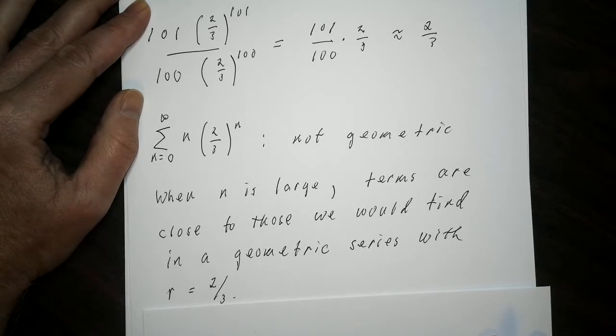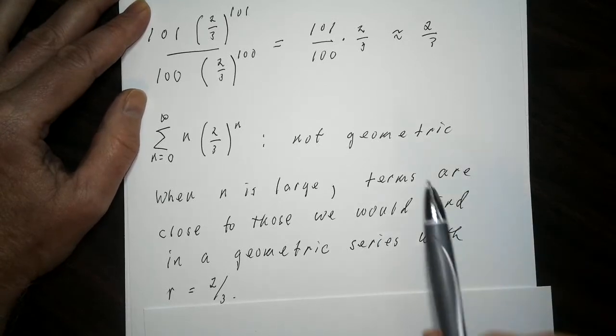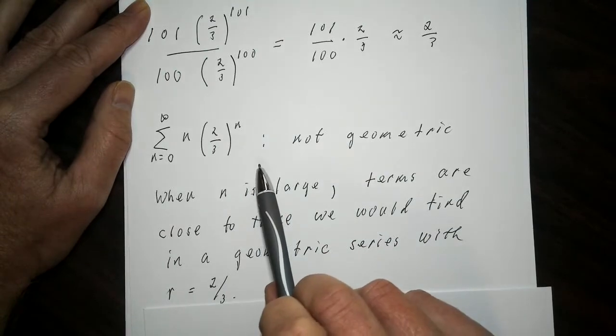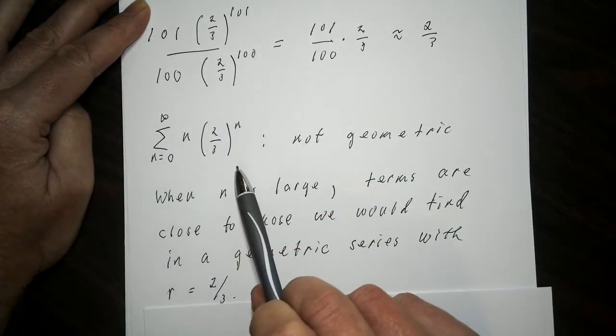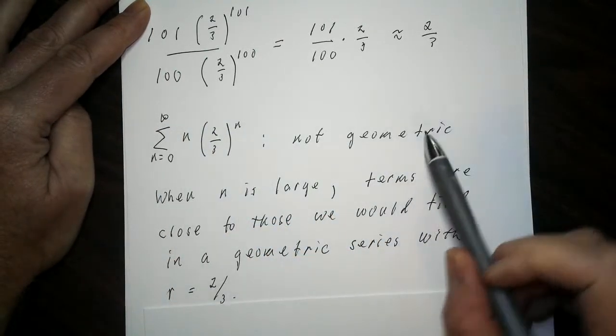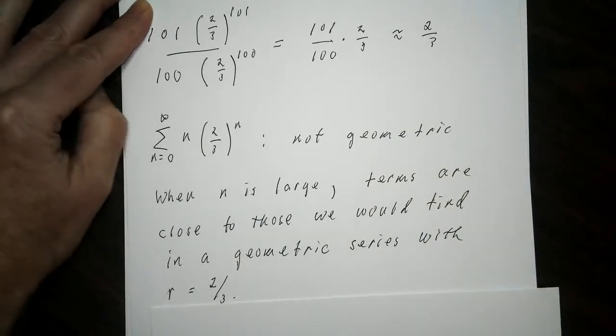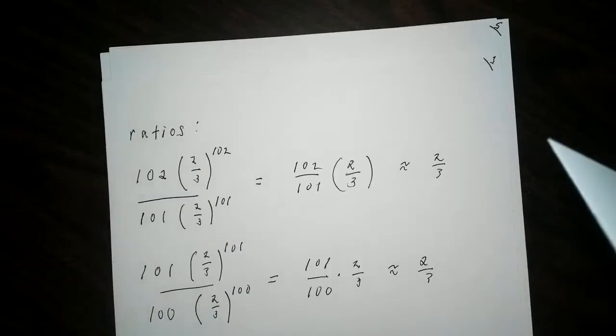Let me say that again. As we go out in the series far enough, the terms we'd see in this series, even though it is not geometric, are almost indistinguishable from those of a series that is geometric. And so that's the idea behind the ratio test. So here it is formally.